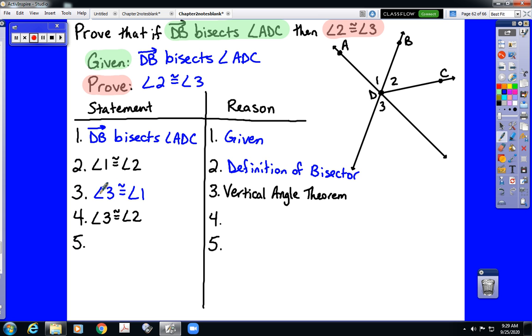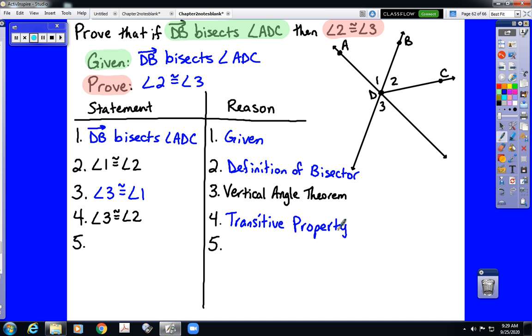Angle 3 is congruent to angle 1. Angle 1 is congruent to angle 2. Therefore, by the transitive property, angle 3 is congruent to angle 2, which is what we have here in step 4. So the reason for that is transitive property. Now remember that that has to perfectly match our pattern for transitive property. It has to say A equals B, B equals C, or A is congruent to B, B is congruent to C, therefore A is congruent to C.